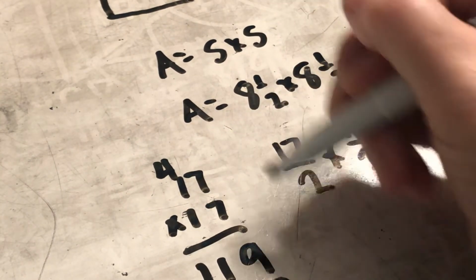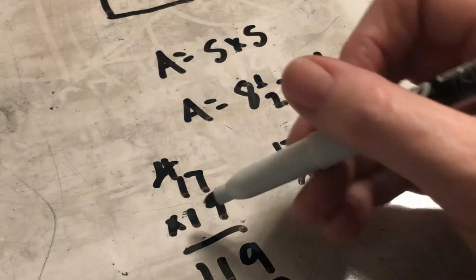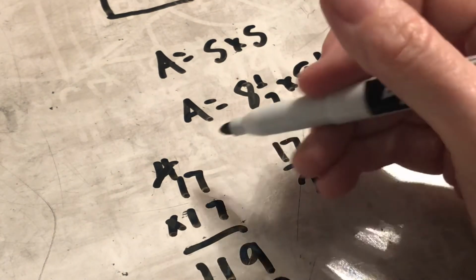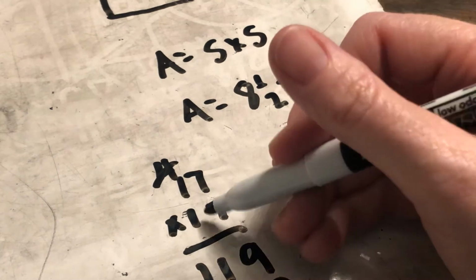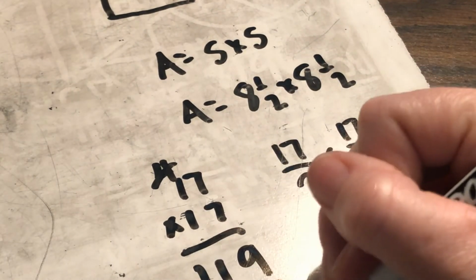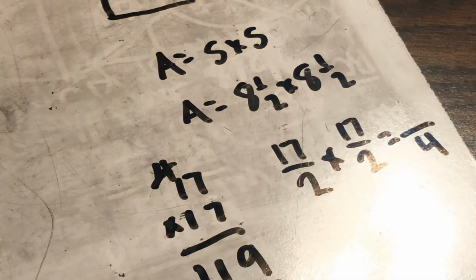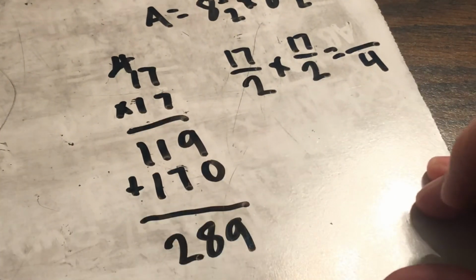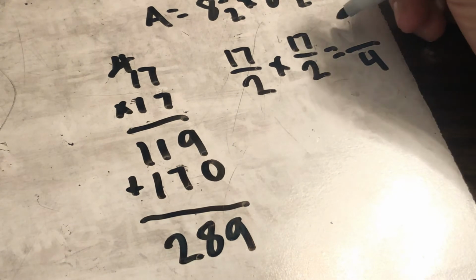I'm going to put my 0 and cross off my 4 because I don't want to use it again. 1 times 7 is 7. 1 times 1 is 1. I'm going to add those up. 9, 8, 2. So now I know I have 289 over 4.